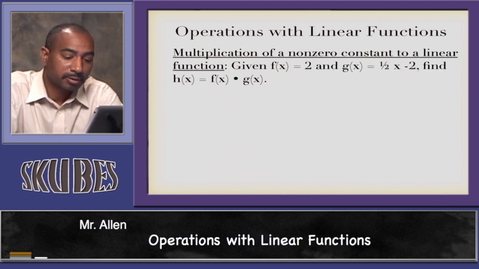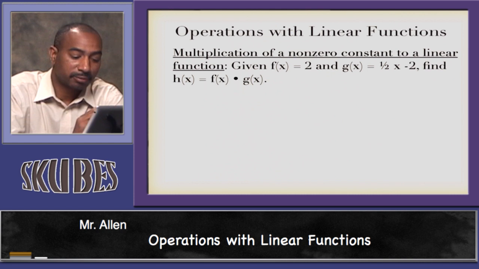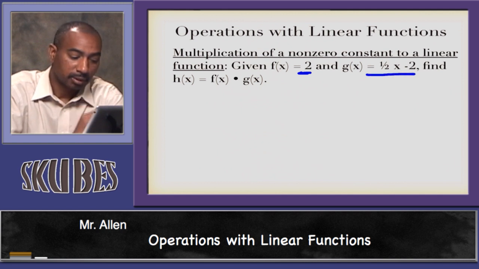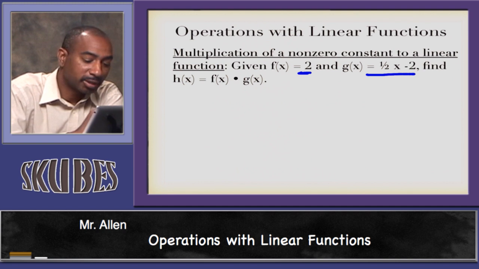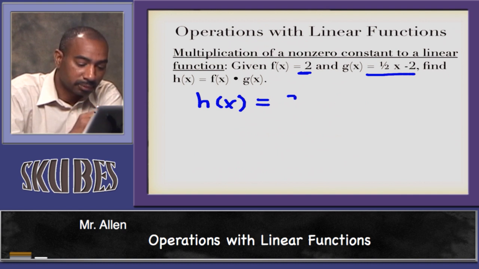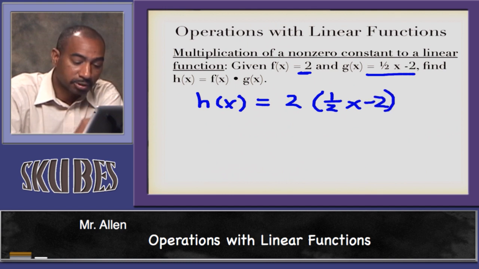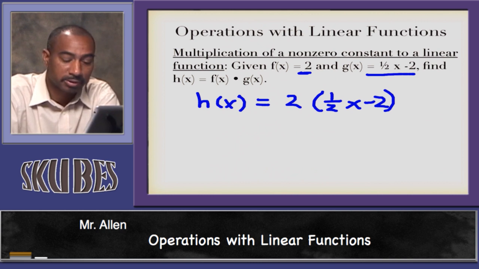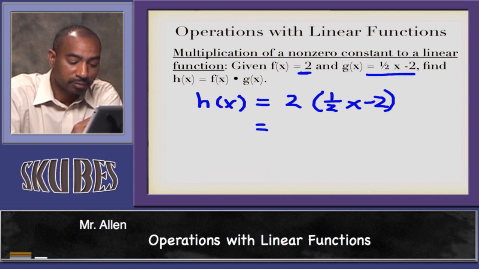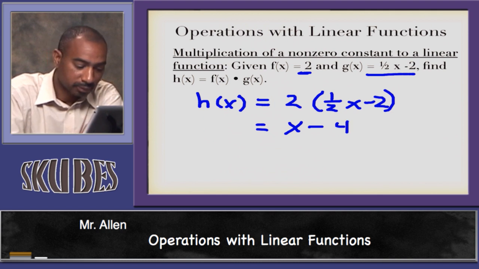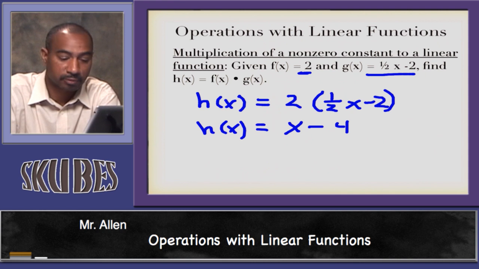All right, multiplication of a non-zero constant to a linear function. So notice I didn't have two functions multiplied together. I'm talking about a constant function. f of x is 2, and g of x is 1/2 x minus 2. If I want to know the product of those two, that makes up h of x. I would do this. So f of x is 2 times, and g of x is 1/2 x minus 2. We're just distributing this constant into this linear expression. So look, 2 divides into itself once, so you get x, and then 2 times 2 is 4. So h of x is x minus 4.